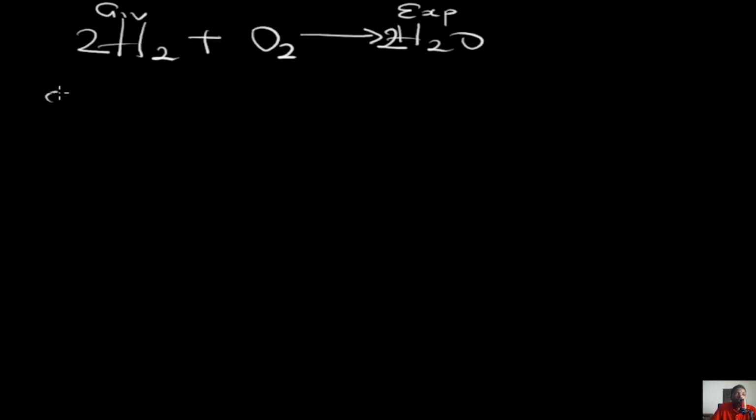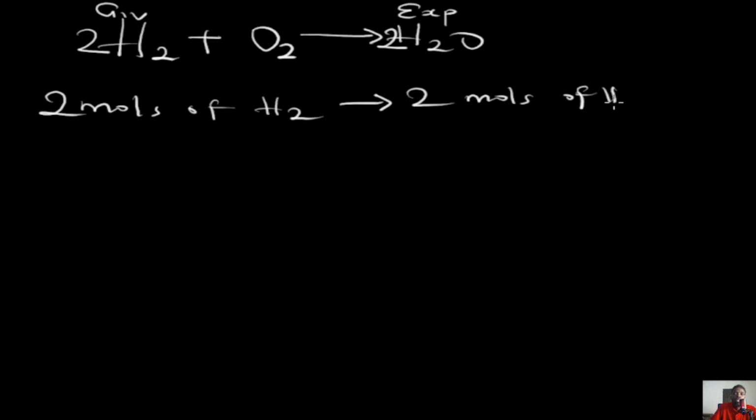So from the balanced equation, 2 moles of hydrogen equals 2 moles of water. Some of you might be wondering, how is it that this is 2 moles and not 2 grams? Just take note of it. Once you have a numerical value in front of a particular substance in a balanced equation, it is expressed in moles. So have that in mind.